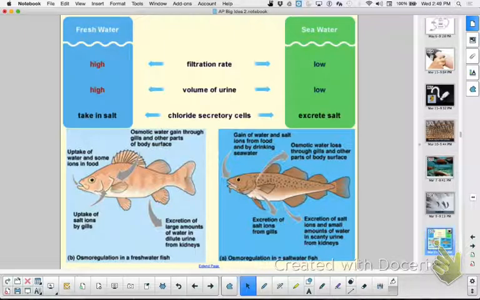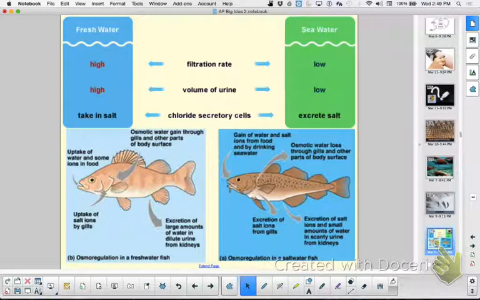Whereas when you look at a saltwater organism, they tend to be what to their environment? Hypotonic. Water must flow from the hypo. They tend to lose water. That's why their filtration rate would be what? Low. And because they tend to lose water, their urine is low. And then they need to get rid of all that salt, because the salt wants to move into them, right? And they also get some salt from just their drinking.